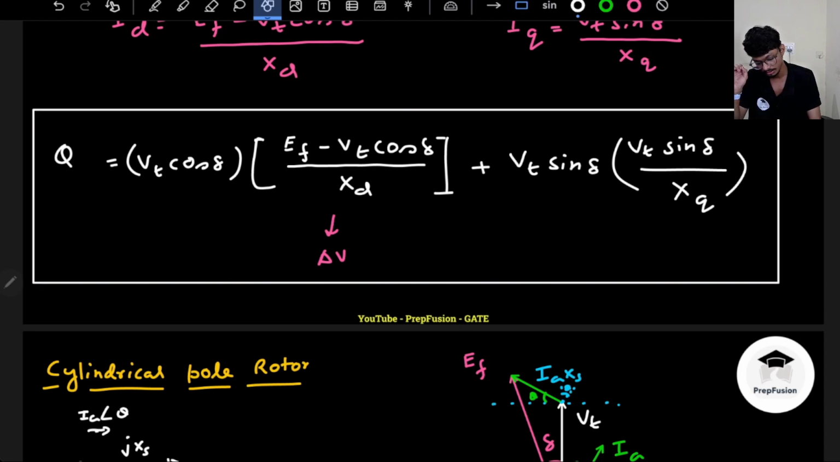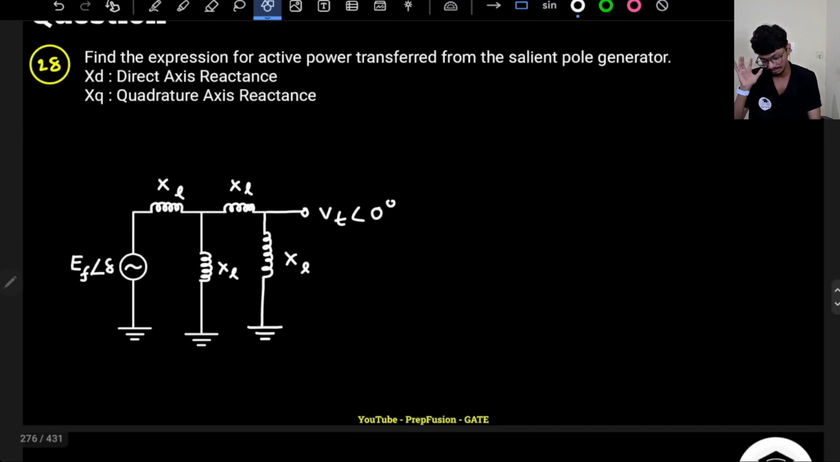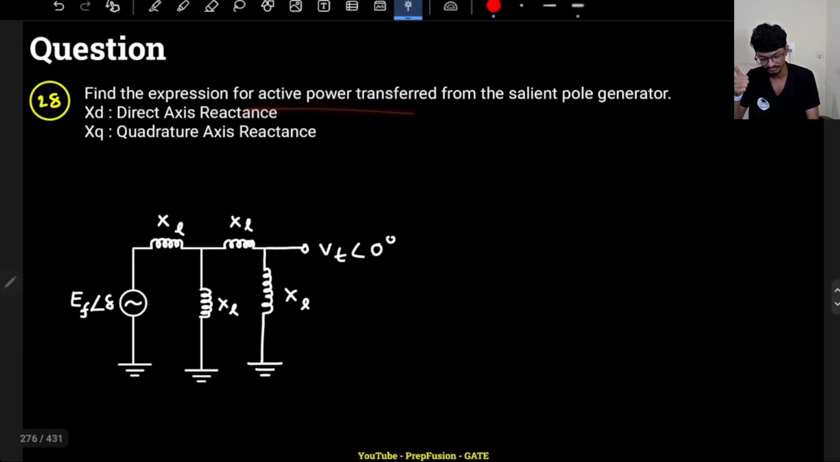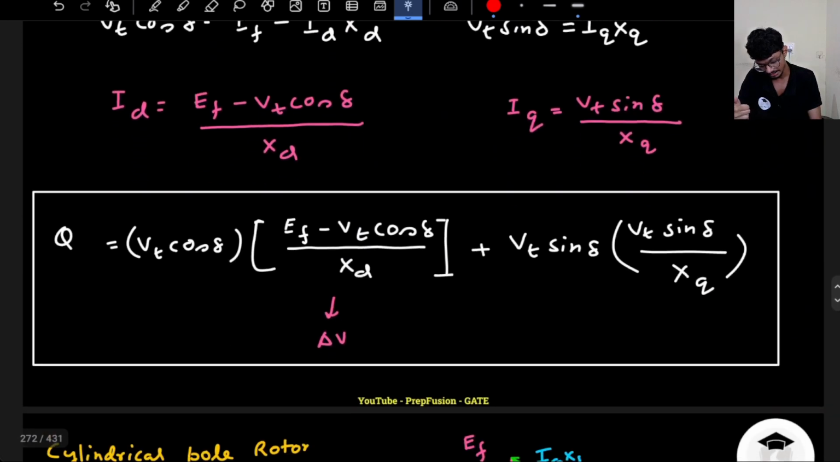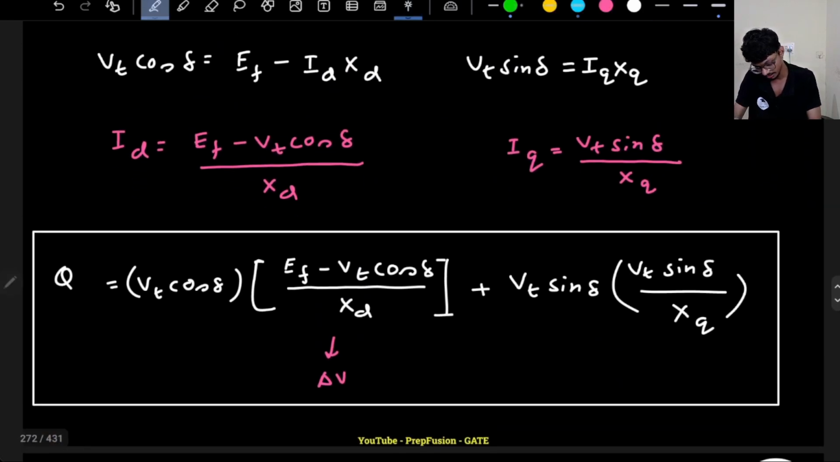So I want to give you a question: can you find the expression for active power transferred from the salient pole generator? If it is a salient pole generator, what will be the active power transfer? Remember, XD is the direct axis reactance, which is not shown here, that is internal to the generator. XQ is the quadrature axis reactance. And if my line has a star network like this, how will you solve it? Very interesting question.